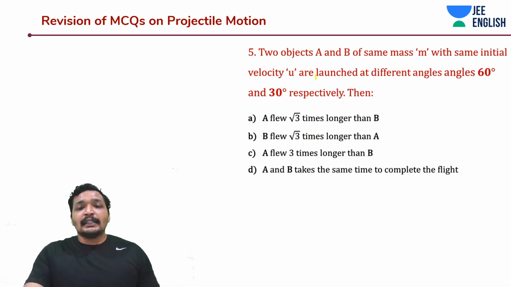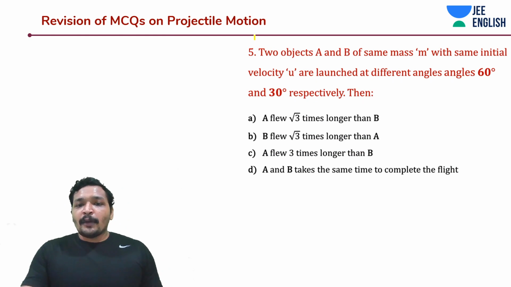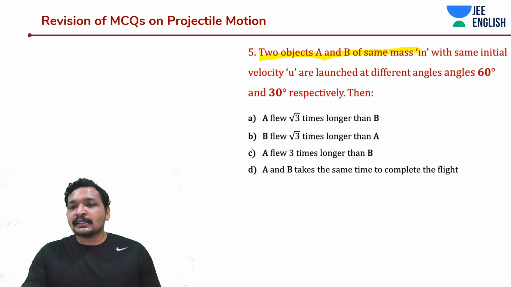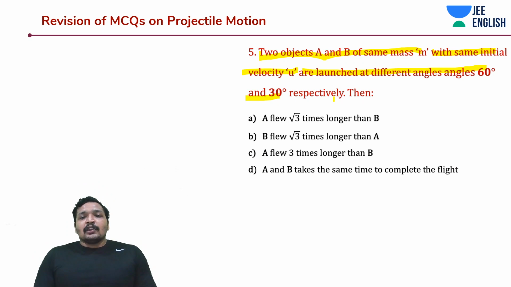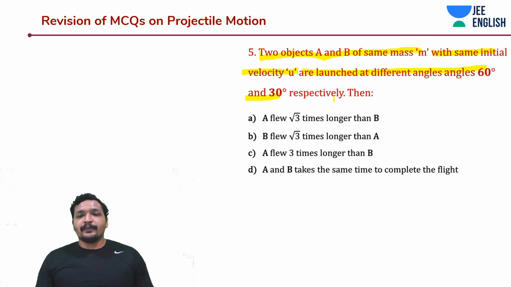Okay guys, let's go to the next problem. It's an interesting one, guys. So it says that two objects A and B of the same masses, nothing confusing, with the same initial velocity, again nothing confusing, are launched at different angles, that is 60 degrees and 30 degrees. So object A is launched at 60 degrees, object B is launched at 30 degrees, and they have the same initial velocity. It's complementary angles, right?